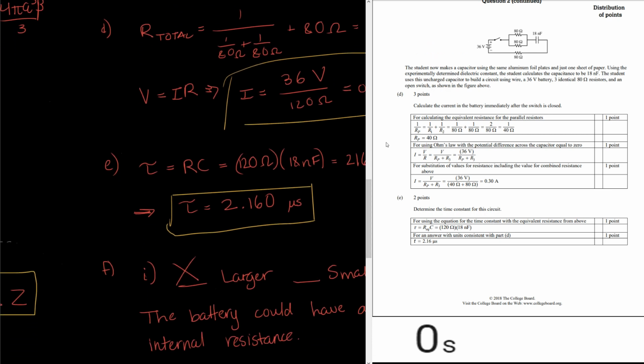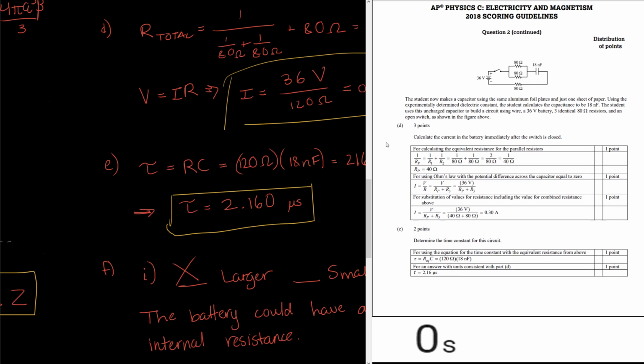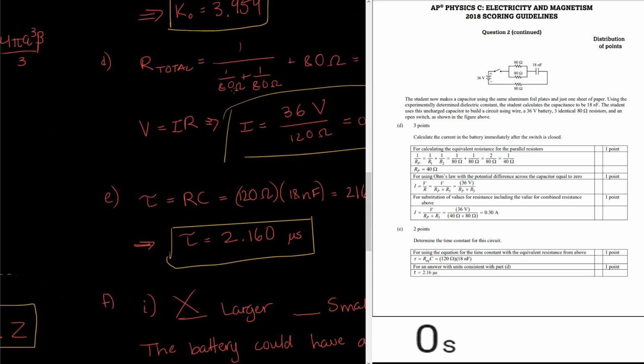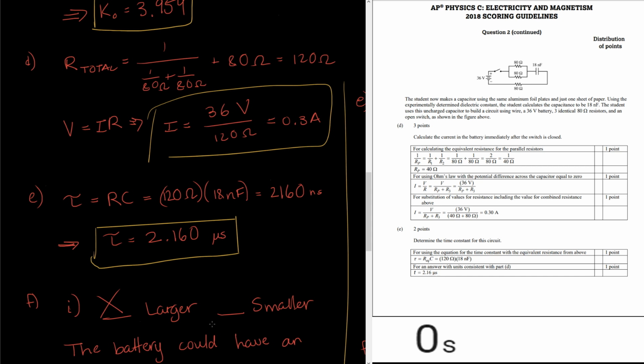D. Calculate the current in the equivalent... calculate the equivalent resistance for the parallel guys. So that's 1 over 1 over 80 plus 1 over 80, 40. For using Ohm's law with the potential difference across a capacitor equal to 0. Let's scroll to the right. Yep. 36 over that. For substitution of values for resistance, including the value of combined resistance above. And so we do indeed get the correct answer. I think we get all the points here because we didn't explicitly calculate the equivalent resistance, but it is right here. So I think this part D is a 3 out of 3.